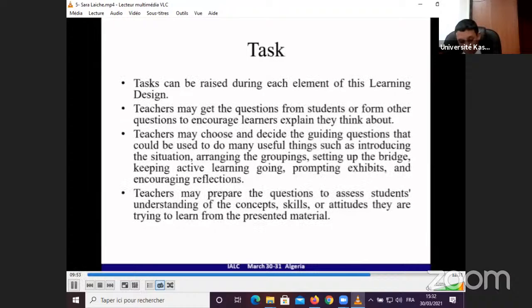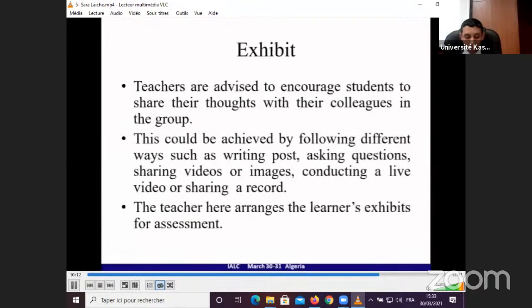The task here can be made during each element of this learning design. Teachers give questions from the students or from other sources to encourage them and explain what they think about it. The last but not least is the exhibition.